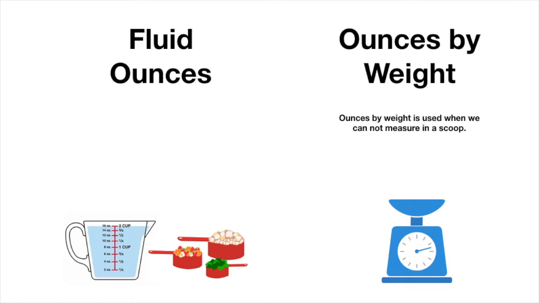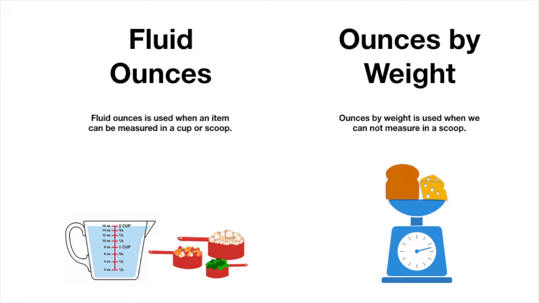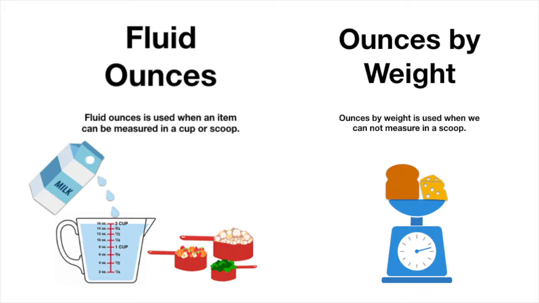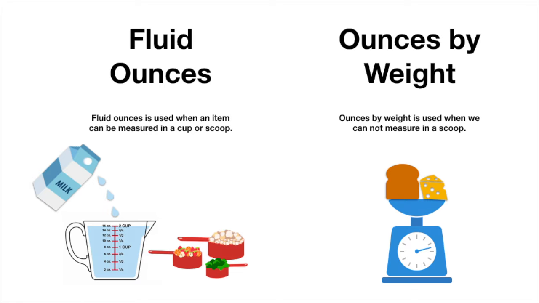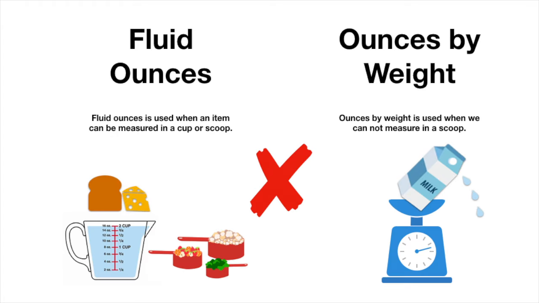Ounces by weight is used when we cannot measure in a scoop. Think of a piece of cheese or a slice of bread. Fluid ounces would be used when an item can be measured in a cup or a scoop, like a cup of milk or a scoop of fruit cocktail. Remember, fluid ounces and ounces by weight are not the same thing and they are not interchangeable.